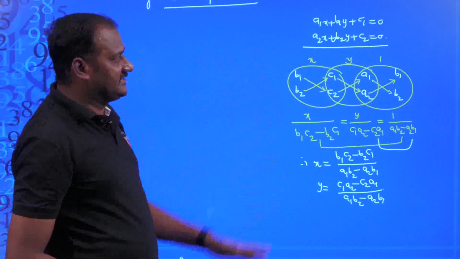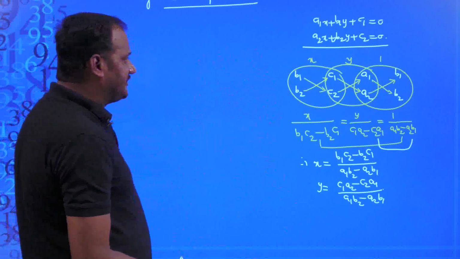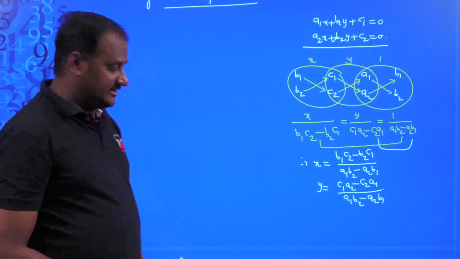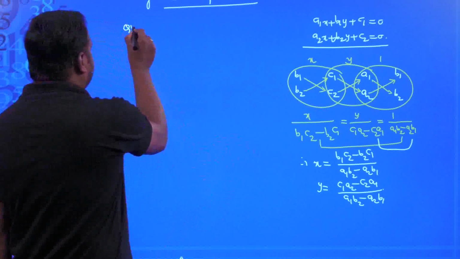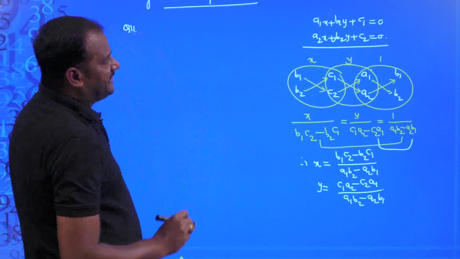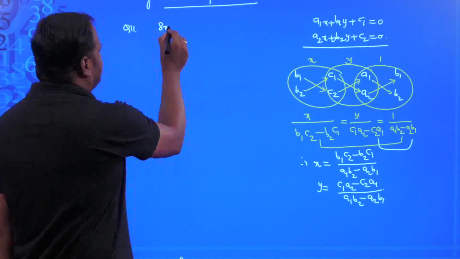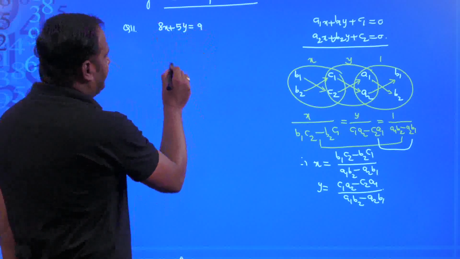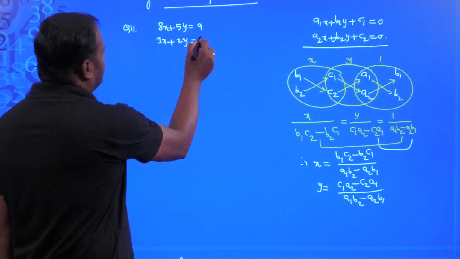Let us try to understand this method by taking one example. Okay, the familiar example that we used for both the substitution method as well as the elimination method. So, what am I taking now? The given problem is: solve a pair of linear equations 8x plus 5y is equal to 9, and the second equation is 3x plus 2y is equal to 4.